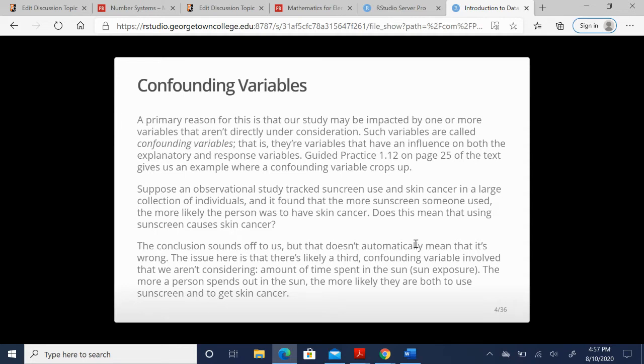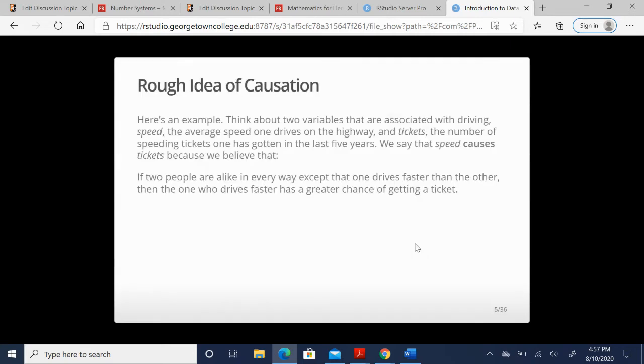And most likely that's going to be, in this case, the amount of time spent in the sun. The more a person spends time in the sun, the more likely they are to use more sunscreen, and also the more likely they are to get skin cancer.